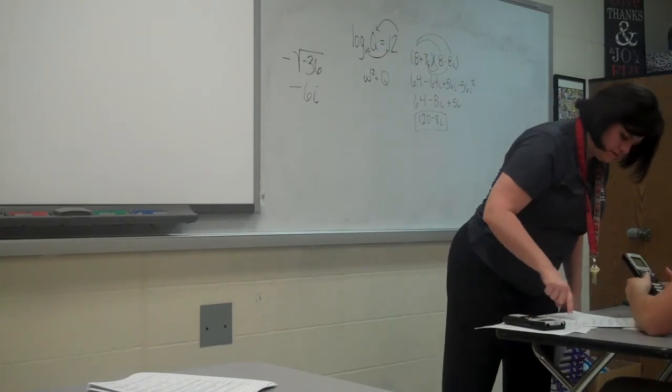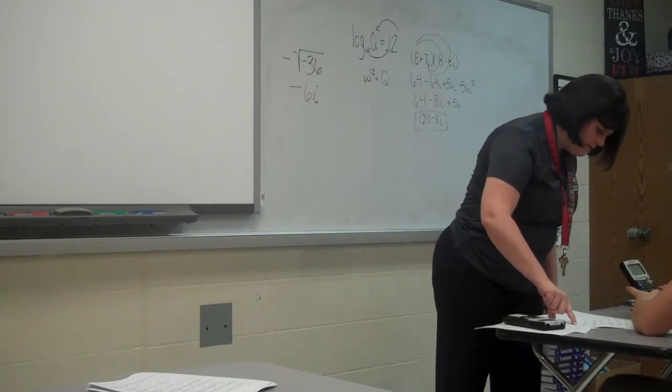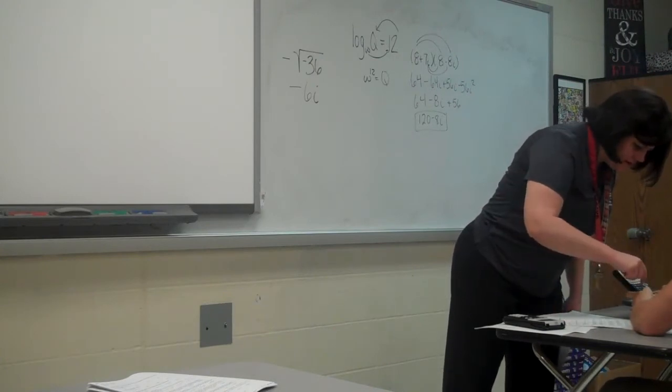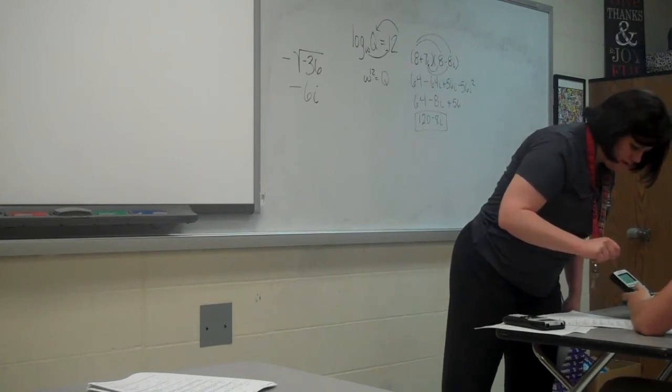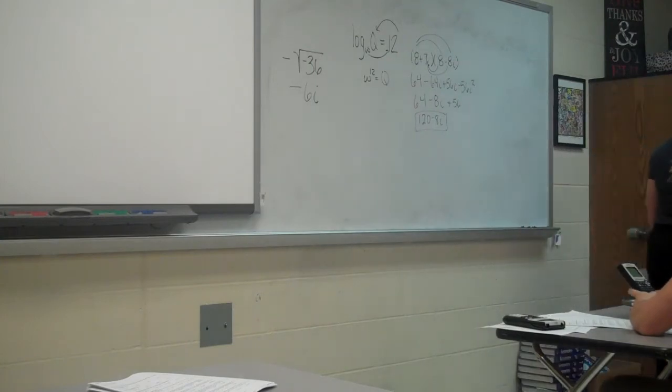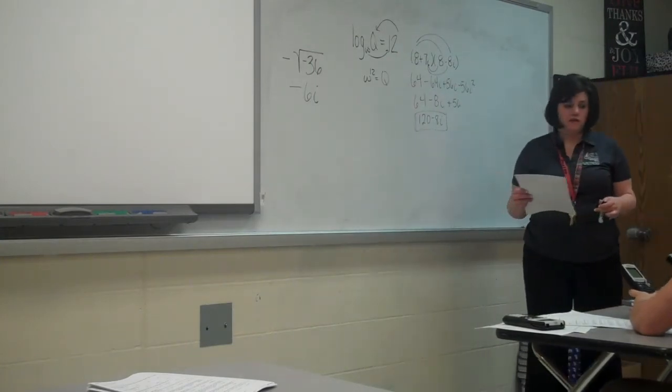Okay, you don't put parentheses. You're typing this in right here. 8 plus 7, and then second, and the decimal point. That's i. Close your parentheses. Divide it. Yep. Okay? Any questions about that?